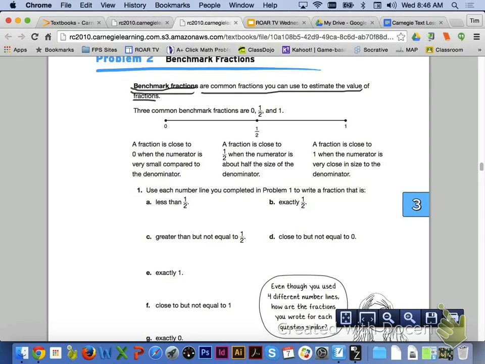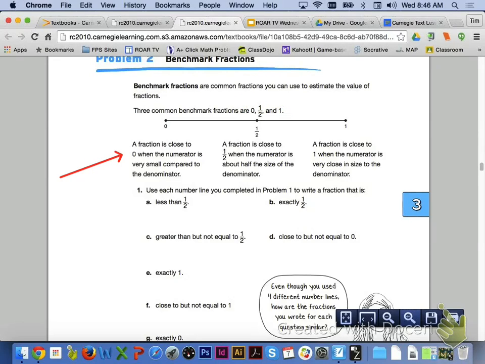Let's take a look at problem 2 on page 143 and talk about benchmark fractions. Benchmark fractions are common fractions you can use to estimate the value of fractions. 3 common benchmark fractions that we are going to be talking about are 0, 1/2, and 1.